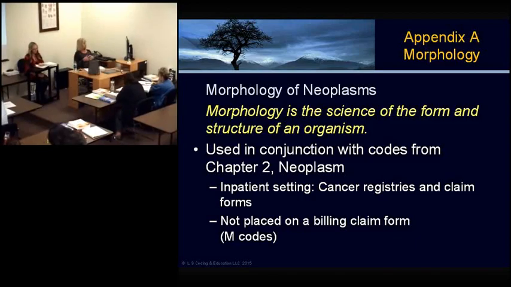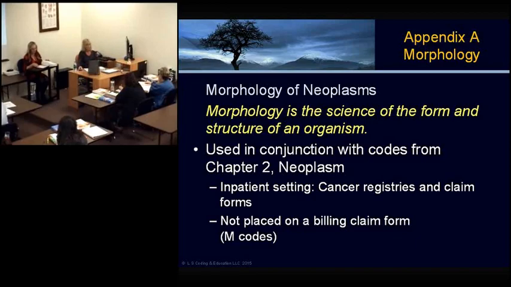The morphology is the science of the form and structure of an organism. It's used in conjunction with the codes from Chapter 2, neoplasms. In patient settings, cancer registries and claim forms, they use this morphology because they're tracking the stage of a cancer and how the cancer reacts. It's not placed on the billing claim form. We don't use M codes. But you need to know that it exists, and you need to know how to find it.